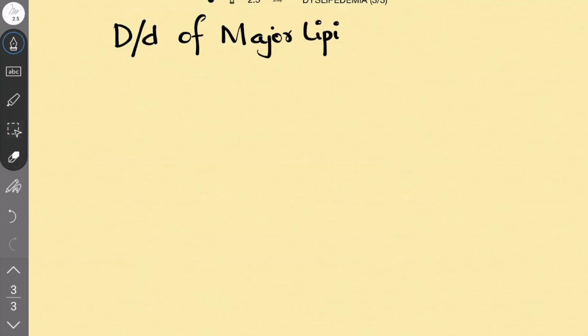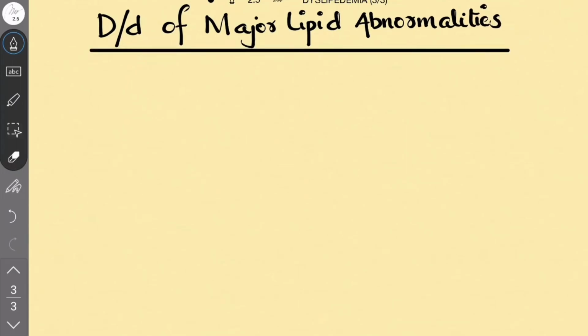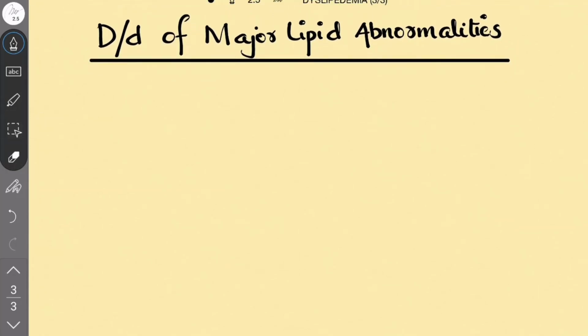We see some major differential diagnosis, that is, the differential diagnosis of major lipid abnormalities. So the first lipid abnormality is hypercholesterolemia. What does it mean by hypercholesterolemia?